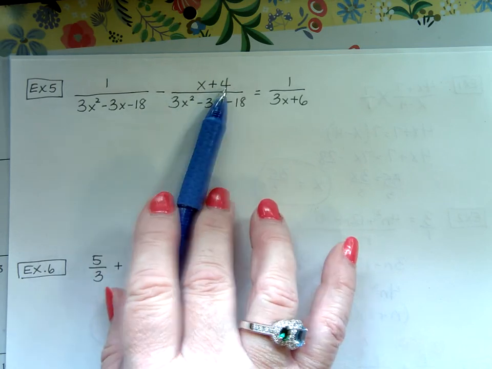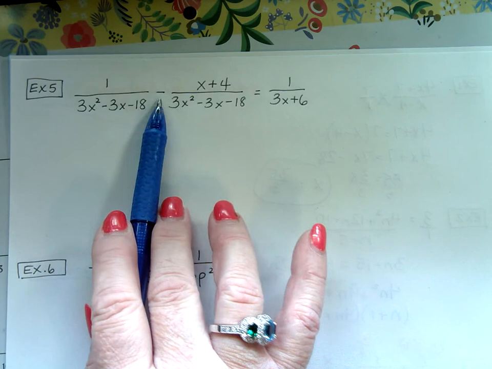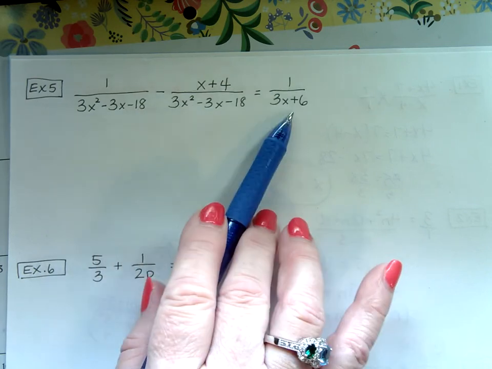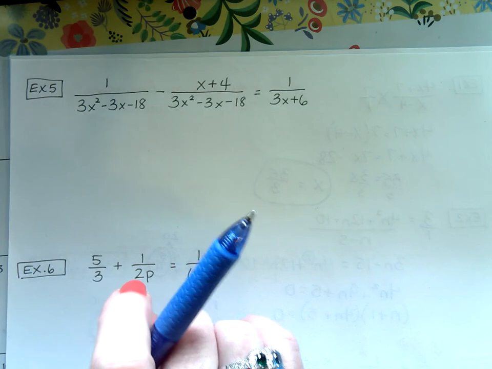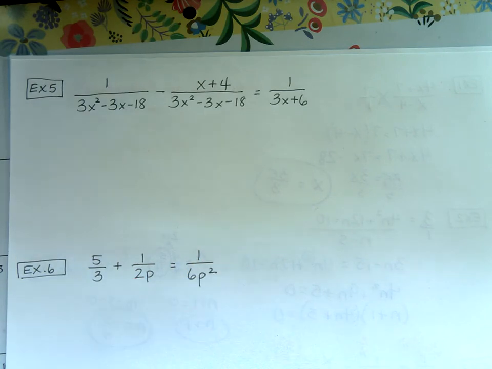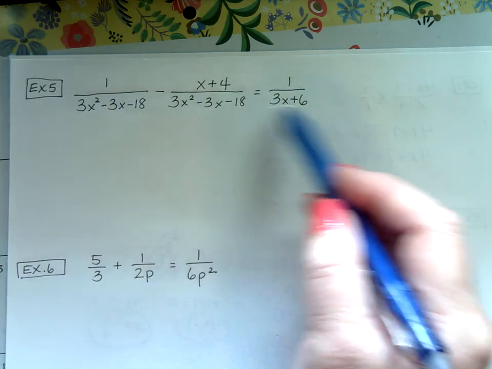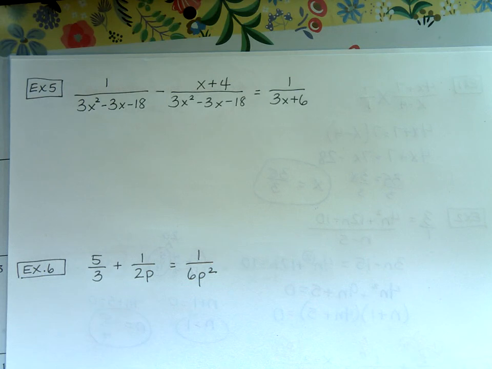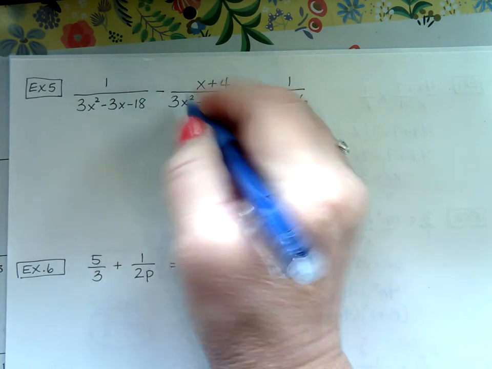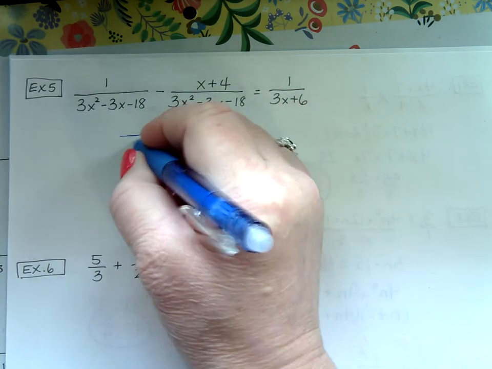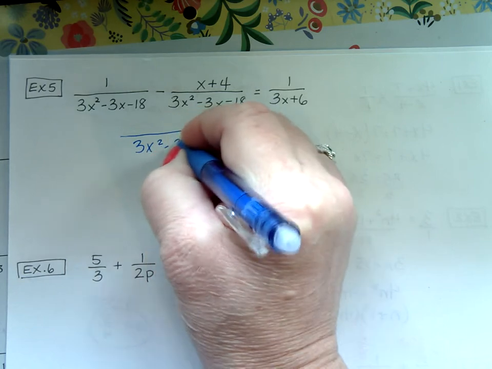You got to distribute that negative over this denominator equals 1 over 3x plus 6. Now if I were to do that, then it's like examples 1 and 2 where I've got a single fraction so I can just cross multiply. A second option would be to factor this and get common denominators all the way across like we just did the last two examples. So I'm going to take this, since they have it set up so nicely, I'm going to combine these first two because they've got a common denominator. 3x squared minus 3x minus 18.